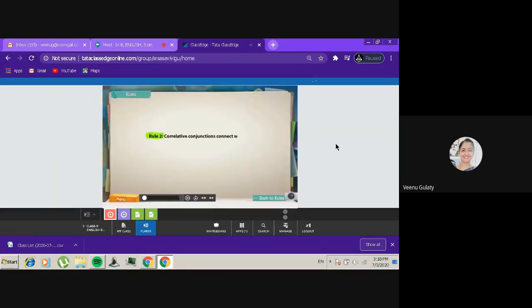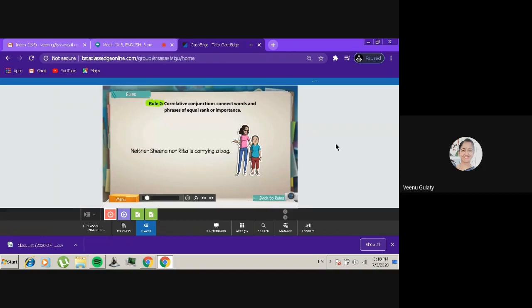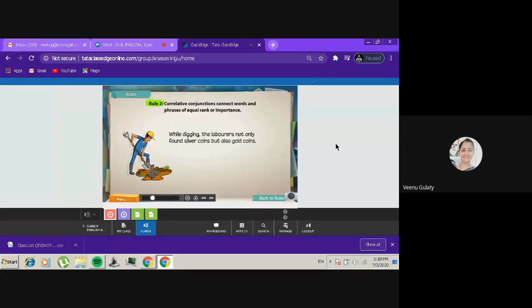Correlative conjunctions connect words and phrases of equal rank or importance. Correlative conjunctions connect two words of the same type. In this sentence, neither nor connects two nouns. Since Sheena and Rita are both nouns, they are grammatically equal elements. Look at this sentence. Here, the correlative conjunctions join unequal grammatical elements. That's why this sentence is incorrect. Let's correct it by making sure the correlative conjunctions join two equal elements.